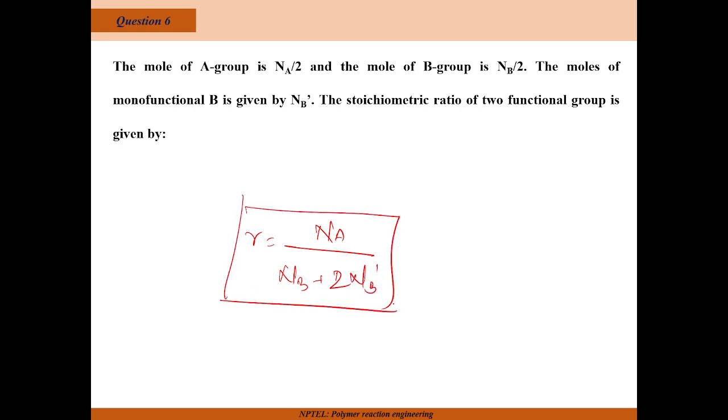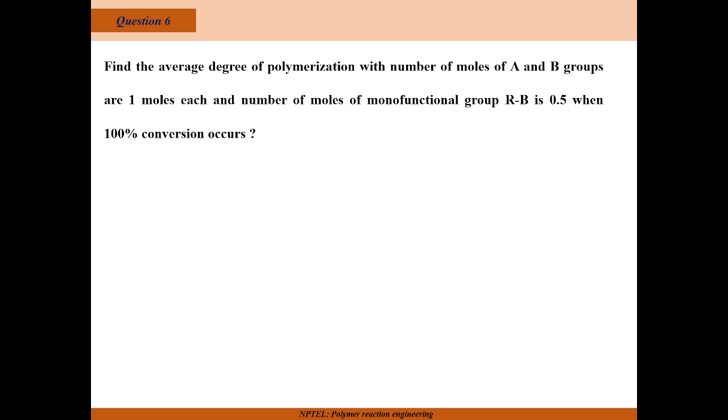This is the relation, and I think for the next question I put a similar example. We need to solve this question. Definitely we can try that question, then we'll get a fairly good idea. So that's the formula. See this question: find the average degree of polymerization when the number of molecules of A and B are given as 1 mole, and the number of molecules of monofunctional group B is given as 0.5, when 100% conversion has occurred.